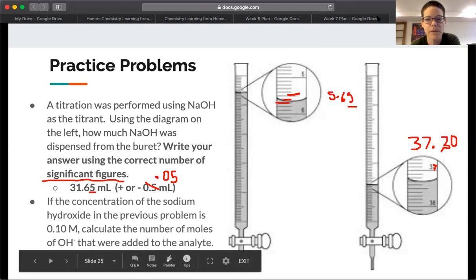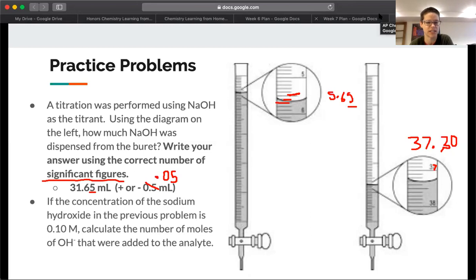Okay. So then it says, if the concentration of that sodium hydroxide is 0.1, how many moles of hydroxide were added? So what do you need to do for that calculation?